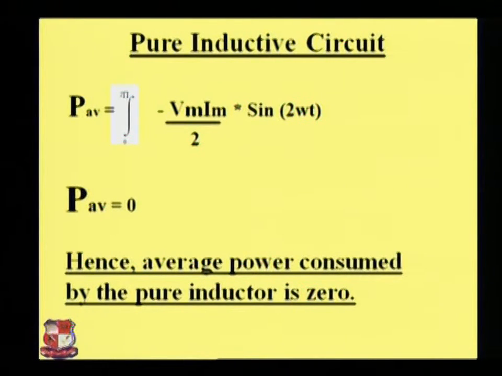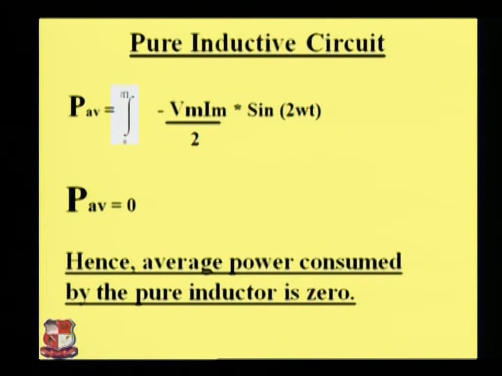The average value of the power is the total area covered by the signal, that is 0 to 2 pi. 0 to pi is the half wave, and pi to 2 pi is again a half wave, positive and negative. Combining these two, 0 to 2 pi is the total area of coverage. So P average equals the integration from 0 to 2 pi of minus Vm Im by 2 sin 2 omega t. Vm Im by 2 is a constant, so keep it outside the integration, and put the limits of 2 pi into the equation of sin 2 omega t.